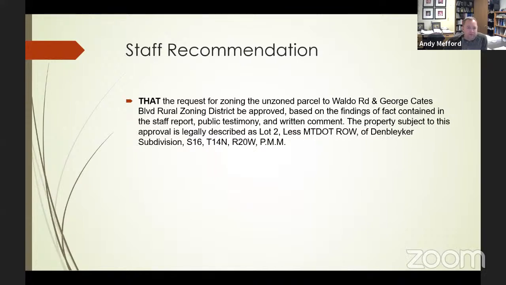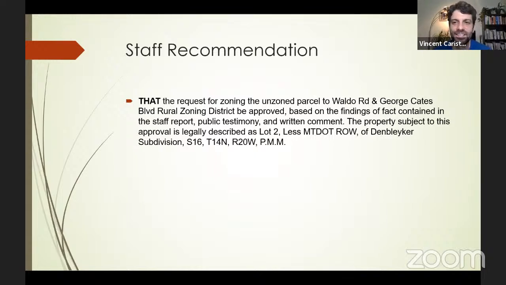I would make a motion that the request for zoning the unzoned parcel to Waldo Road and George Cates Boulevard Rural Zoning District be approved based on the findings of fact contained in the staff report, public testimony, and written comment. The property subject to this approval is legally described as Lot 2, less MBT right-of-way of the Denblecker subdivision, Section 16, Township 14 North, Range 20 West. Very nice, Andy. Thank you.